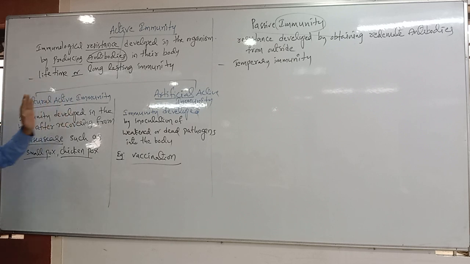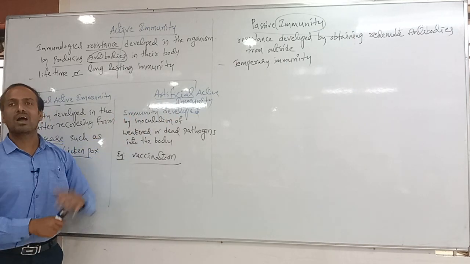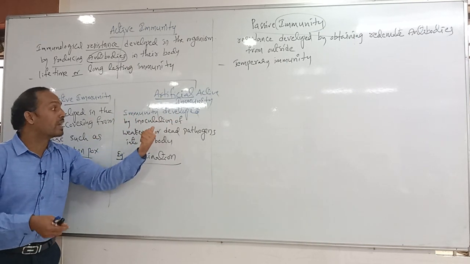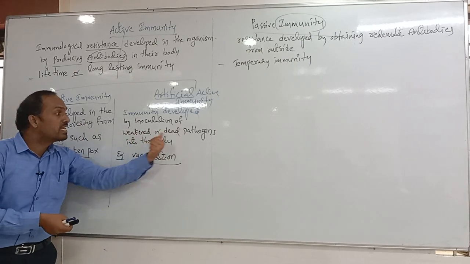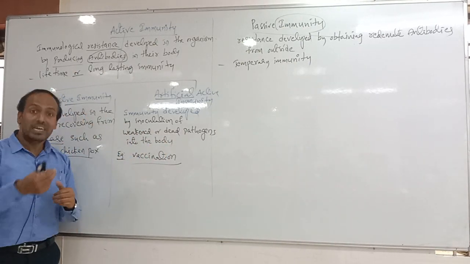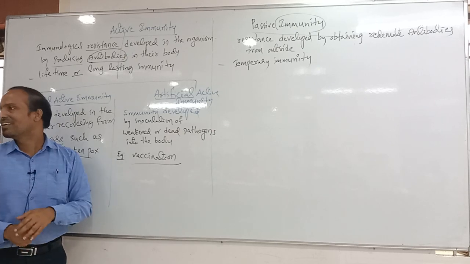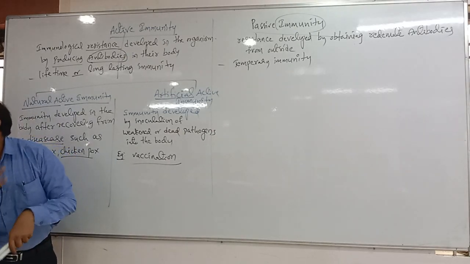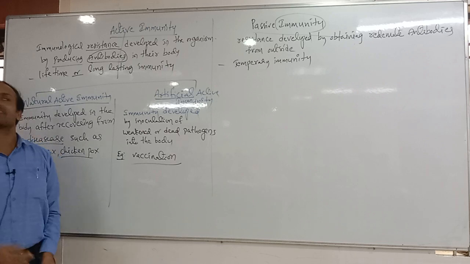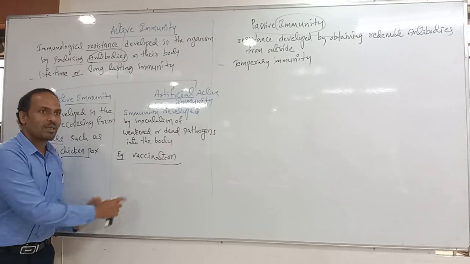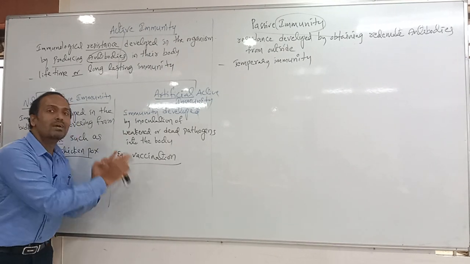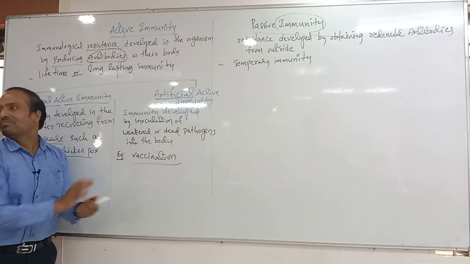It is of two types, natural and artificial. Naturally, when any pathogen enters our body and immunity develops, that is natural. The best examples are smallpox and chickenpox. Understood? The second type is called artificial active immunity. In artificial active immunity, the immunity is developed in the body by inoculation of weakened or dead pathogens into the body. Intentionally we are introducing them, and only by intentionally introducing them does immunity power develop in our body. That is what we call artificial. Got the clarity? But in your exam they will ask like this.